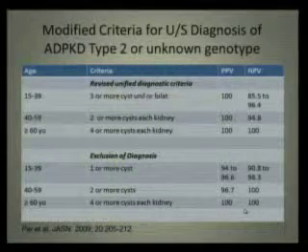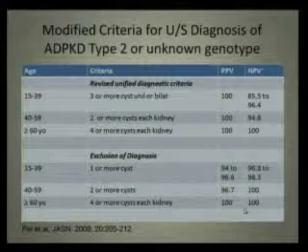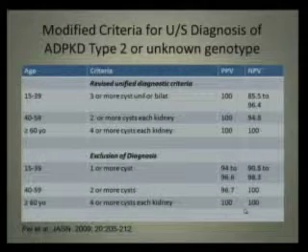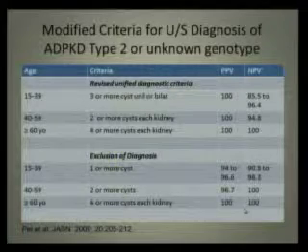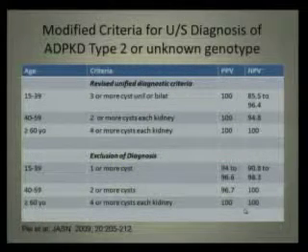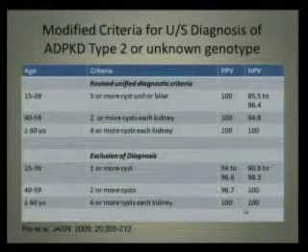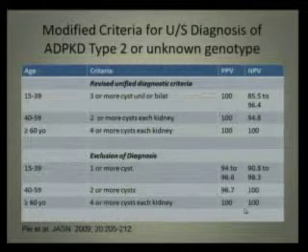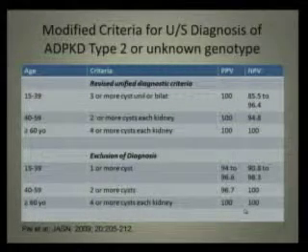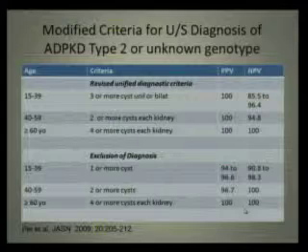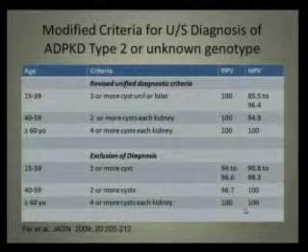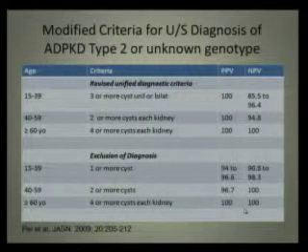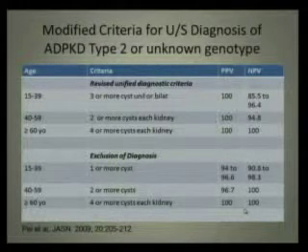So here's the modified criteria for ultrasound diagnosis. If they're age 15 to 39 with the family history and they have 3 or more cysts unilaterally or bilaterally, then that has a positive predictive value of 100%. At 40 to 59, 2 or more cysts in each kidney is required to make the diagnosis. At 60 years or older, 4 or more cysts in each kidney is required.